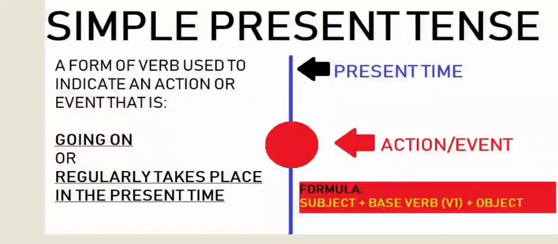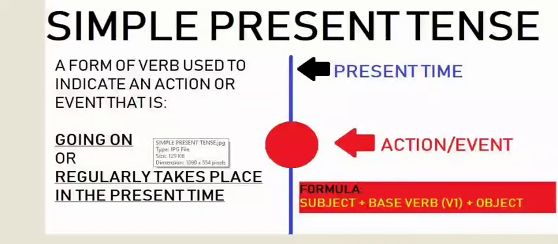And from the diagram it is very clear that if I am talking about simple present tense, the red ball will be on the present time, which means an action or an event is either going on or regularly taking place in the present time, and therefore the tense that I'm going to use to describe this situation will be simple present tense. Let's go back to the roots.